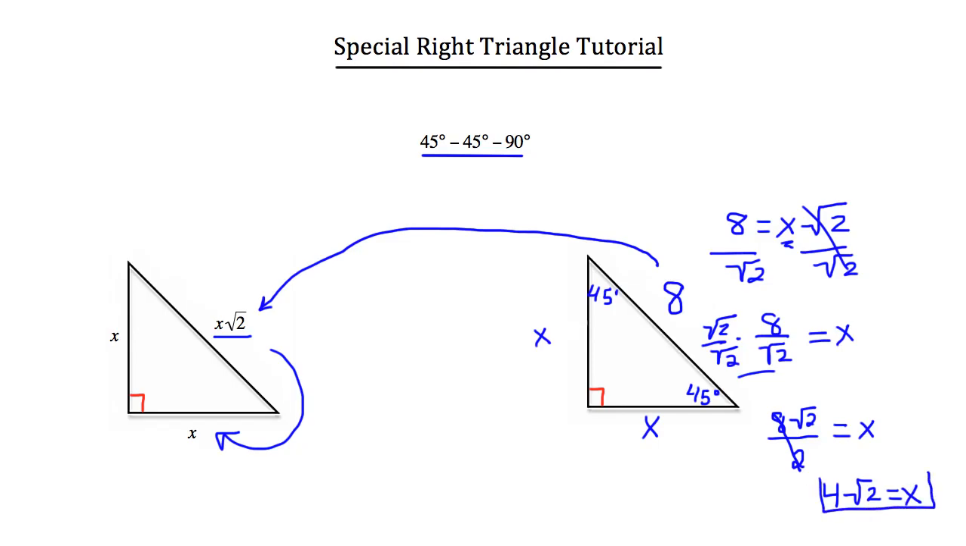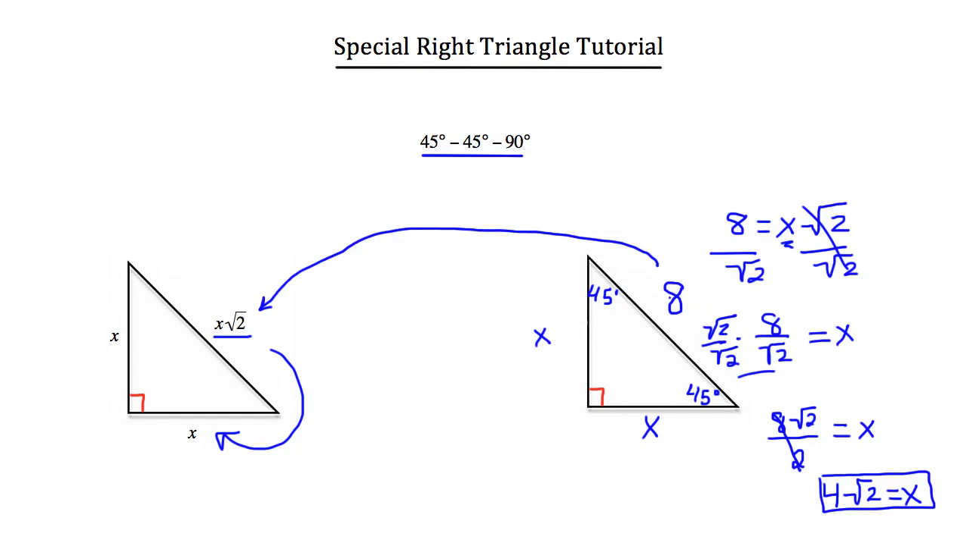So here's a little time-saving device for you in the future. If you see that your hypotenuse has a nice integer value of something like 8, and you're dealing with a 45, 45, 90 like we are, to solve for the value of x, so the leg length, all you have to do is divide that hypotenuse in half and multiply that answer by root 2.